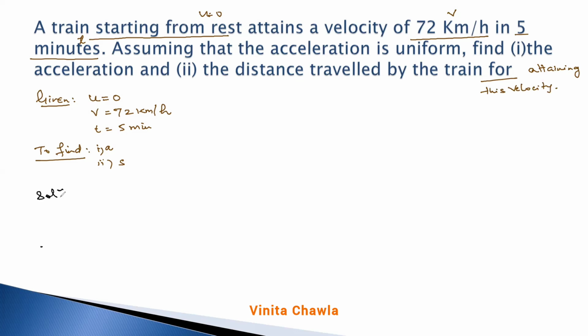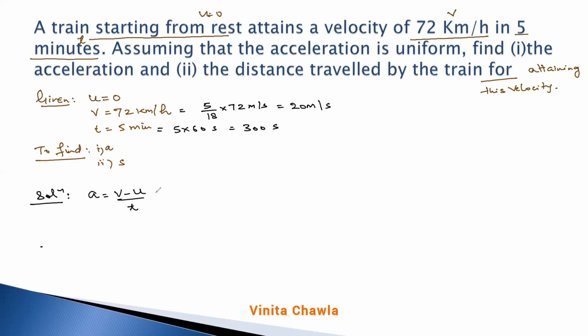Solution. For A, which equation should I use here? V, U, and T are given. First equation, so we can directly write A is equal to V minus U by T, because acceleration is rate of change of velocity with time. So put the values. First, we need to convert this. 72 km per hour is equal to 5 by 18 into 72 meter per second. So we'll get 20 meter per second. And time is 5 minutes. 5 minutes is 5 into 60 second. So it's 300 second.